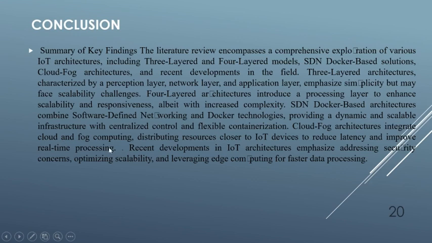This is used for real-time processing to improve latency, bringing resources closer to the IoT devices, which is used in fog computing and cloud computing. Recent developments in IoT architecture emphasize addressing security concerns, optimizing scalability, and leveraging edge computing for faster data processing. The most important things in IoT architecture are security and scalability, and the data processing will be faster than in other networks. These are the best advantages of IoT architecture.